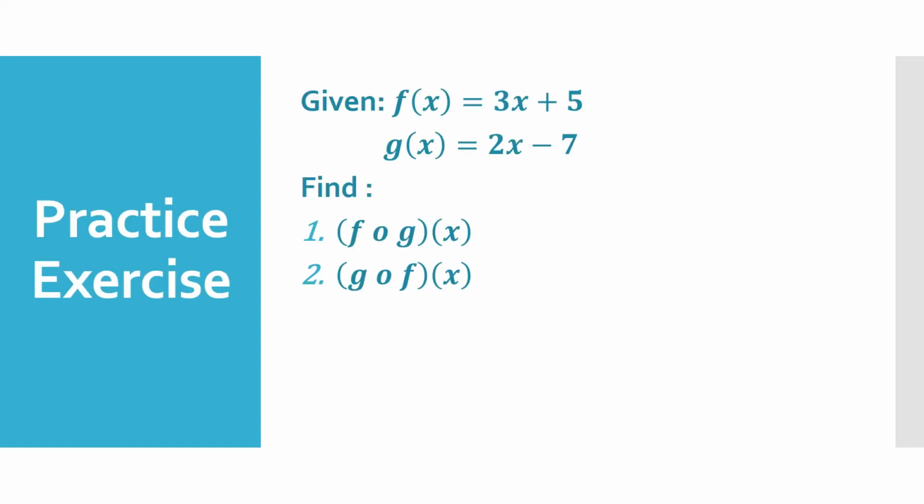Now let's proceed with the practice exercise. Given f of x equals 3x plus 5 and g of x equals 2x minus 7. Find number 1, f composed of g of x, and number 2, g composed of f of x.